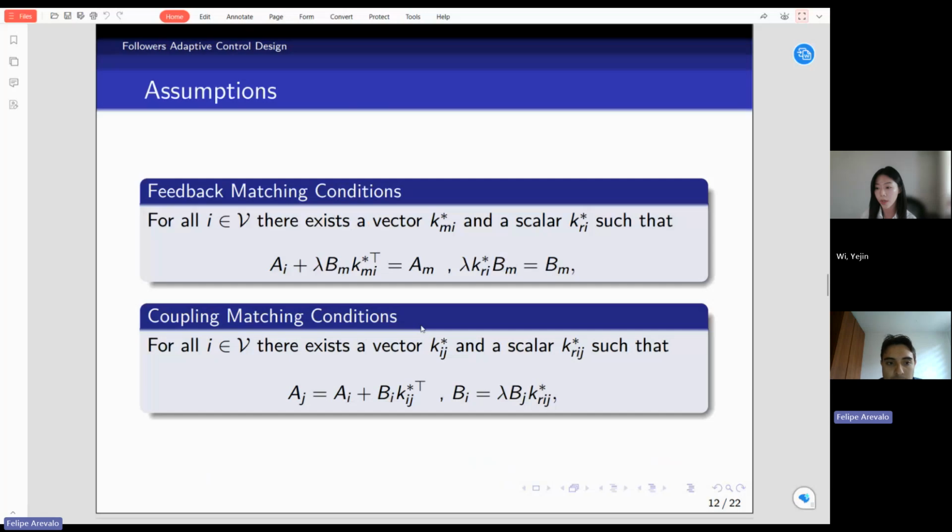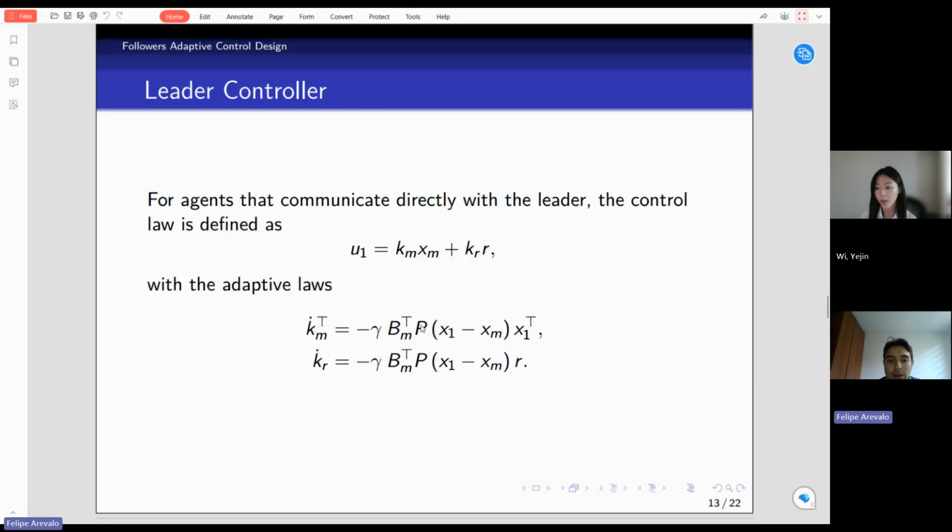In this particular case, we are considering two sets of matching conditions: feedback matching conditions and complete matching conditions. The feedback matching conditions guarantee to synchronize the dynamics of an agent with respect to the reference agent, and the complete matching conditions guarantee the synchronization of an agent with respect to the peers of an agent in a neighborhood. So with that in mind, with the information of the leader, we consider two cases.